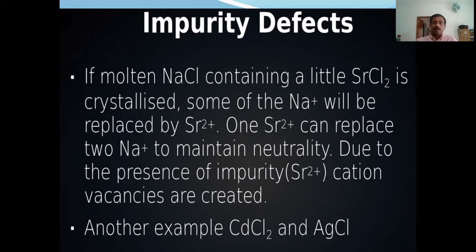Due to the presence of the Sr2+ impurity, cation vacancies are created. Two sodium ions are replaced, but only one Sr2+ is present. So one cation site will be vacant. Another such example is CdCl2 and AgCl. If CdCl2 and AgCl are mixed, impurity defects will arise.